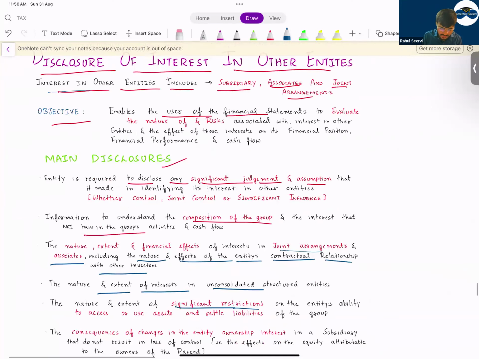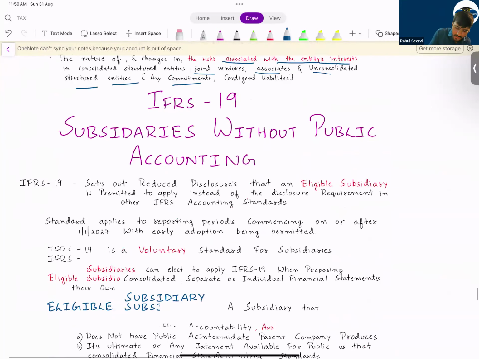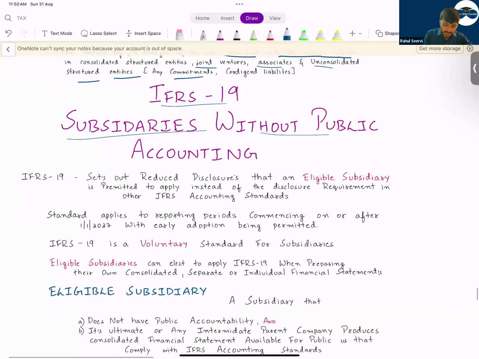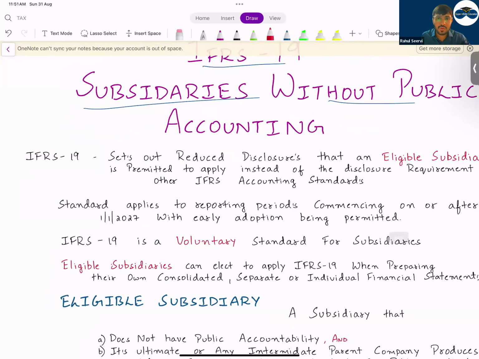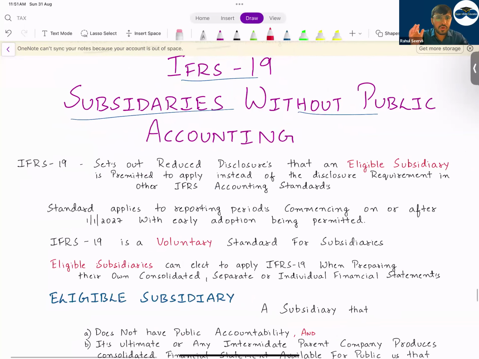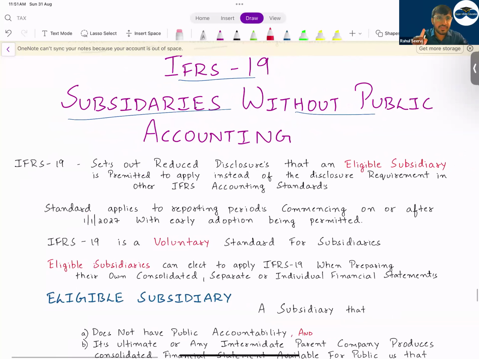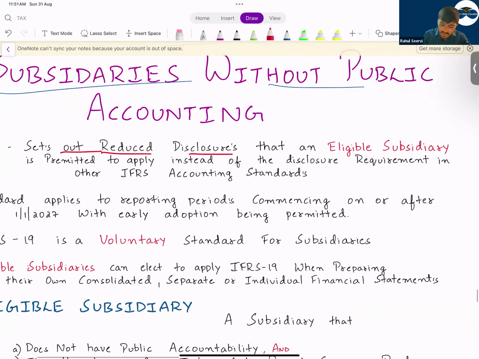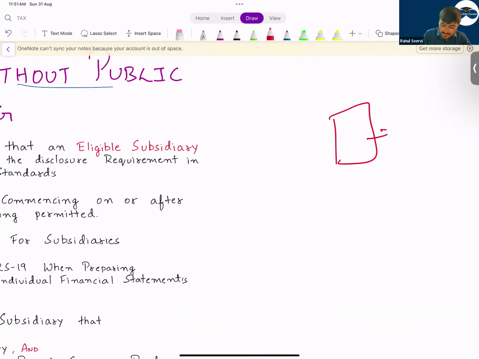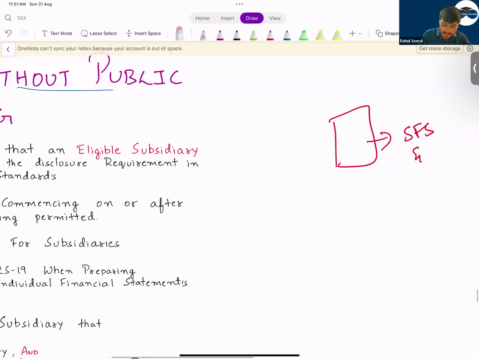With this, the disclosure part is done. Now coming to IFRS 19, very important, the new standard. So please listen carefully. IFRS 19 means what? Subsidiaries without public accountability. So this will apply to subsidiaries, when control is there, without public accountability. Now this without public accountability you cover in SME also. So now see here. IFRS 19 sets out reduced disclosures. That means a subsidiary company will prepare its separate, individual financial statements.